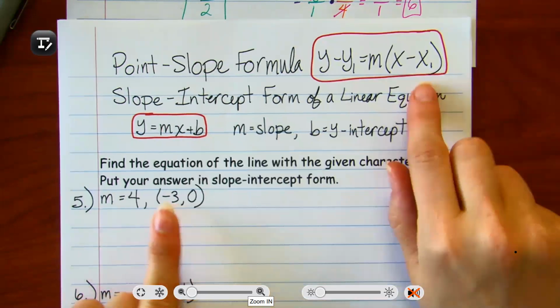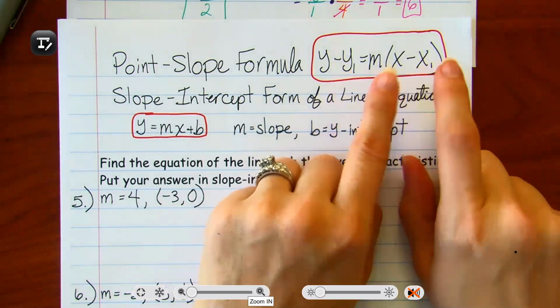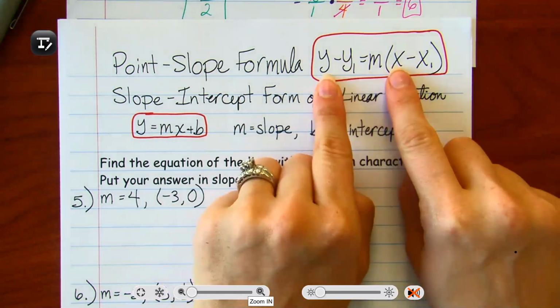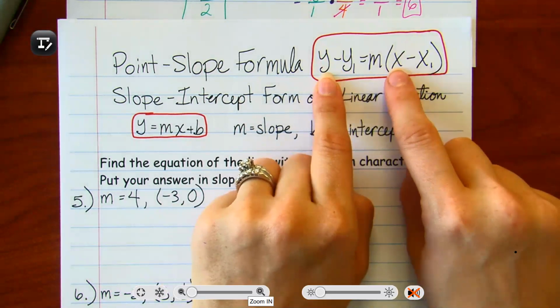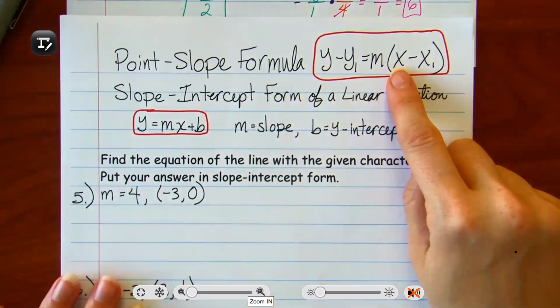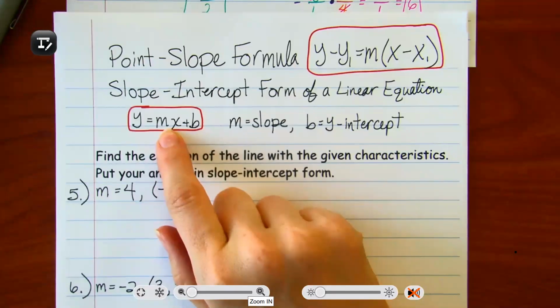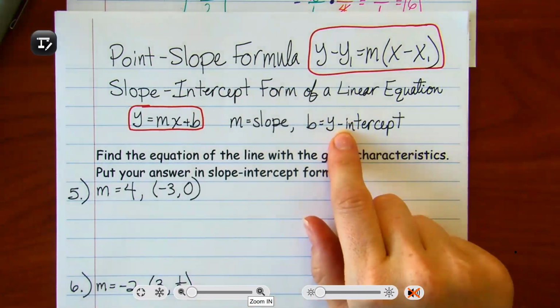So you're going to plug in numbers for x1 and y1 in that formula, and you're going to plug in the number for the slope. But you're not going to plug anything in for just the x or just the y, because that's still going to be in your answer. So you're going to plug the numbers in, and then you're going to simplify it and make it look like the slope-intercept form, which is y equals mx plus b. B represents the y-intercept of the line.